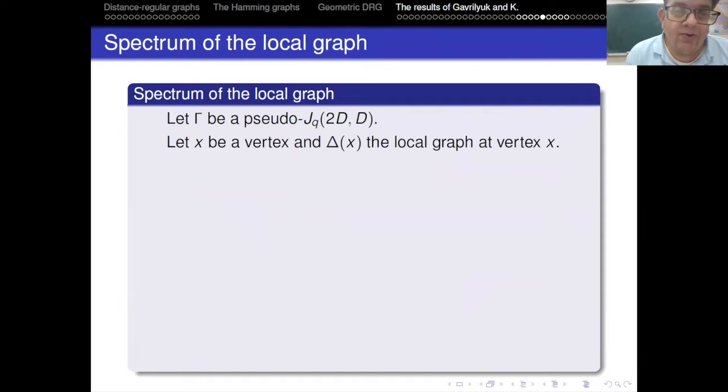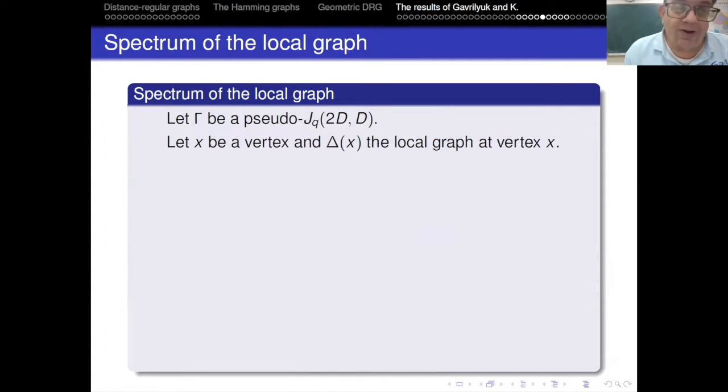So now we will determine the spectrum of a local graph. You might think that we don't have enough information. But I will show that we are very, very lucky. So we can determine the spectrum of the local graph. This is very amazing that we could do it. We could not believe it.